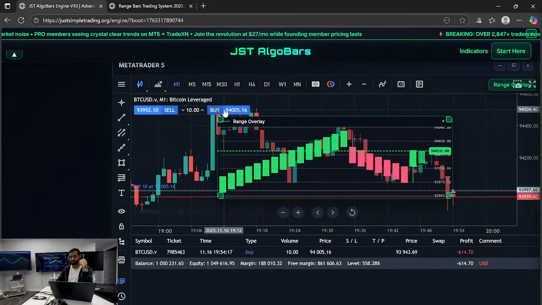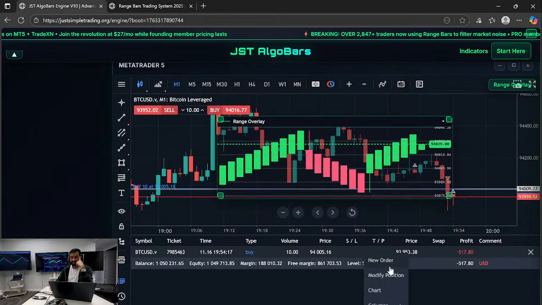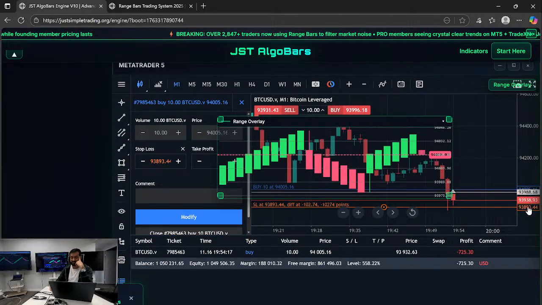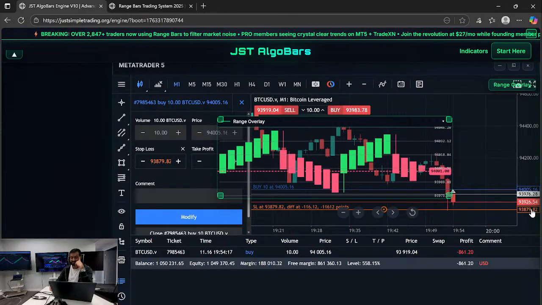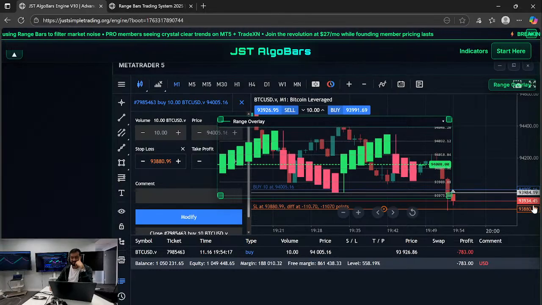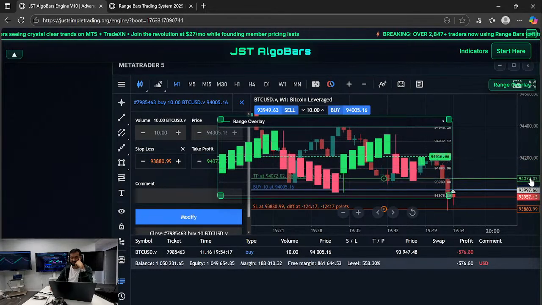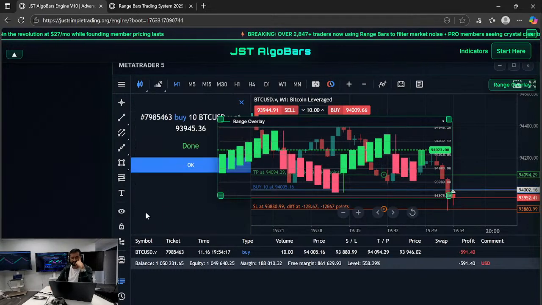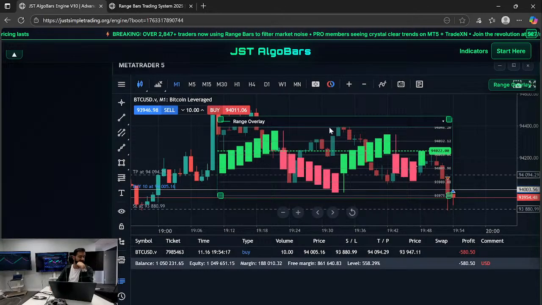Okay, there we go. So the range bars are going green, so we just entered our buy trade. I'm going to go ahead and set our stop loss and take profit right away as well. And you guys know we're going to set it at about 100 points. Then I'm going to set my take profit also at about 100 points. There we go. So our stop loss and take profit is set now.